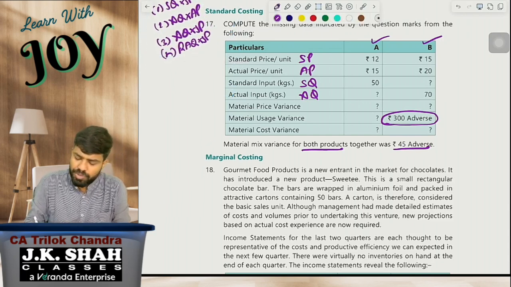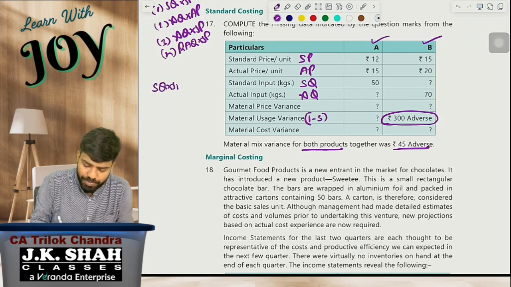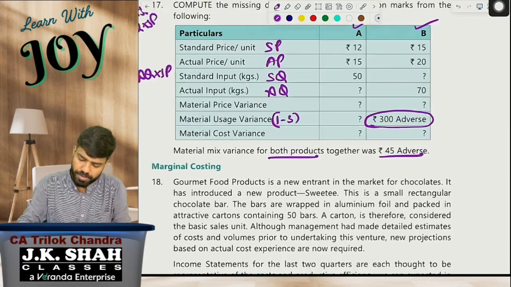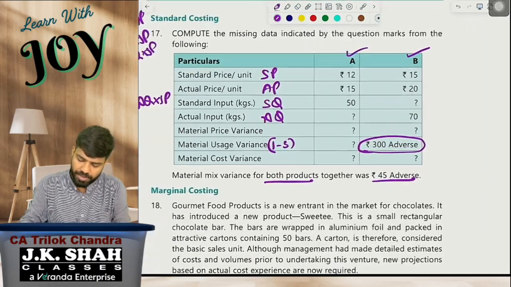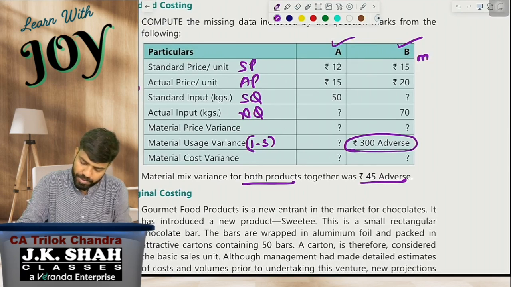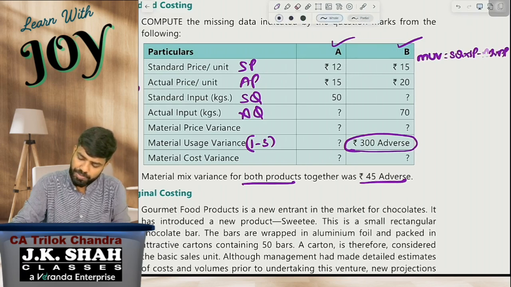Now, according to my format, material usage variance is 1 minus 3: first column SQ into SP minus third column AQ into SP. This is the format. I'll write here so that we get more space. Material usage variance is SQ into SP minus AQ into SP.